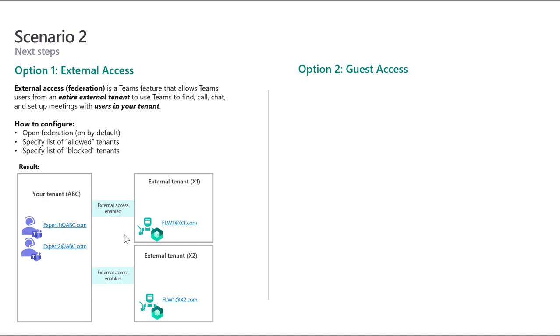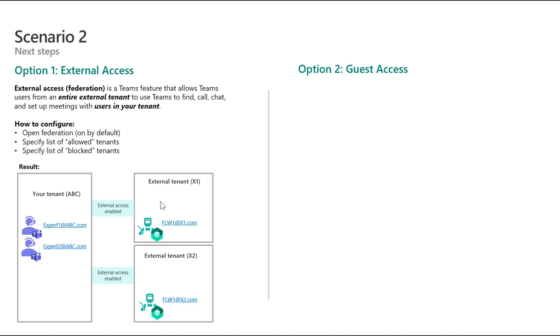So let's just say that your organization has these experts and you want to support the first line workers in tenant X1 and you also want to support the first line workers in tenant X2. But you don't want the first line workers in X1 and X2 to talk to each other. Thus, you'll want to enable external access between these 2 tenants and also between these 2 tenants, but not between these 2 tenants. So how do you configure external access between your tenant and an external tenant?